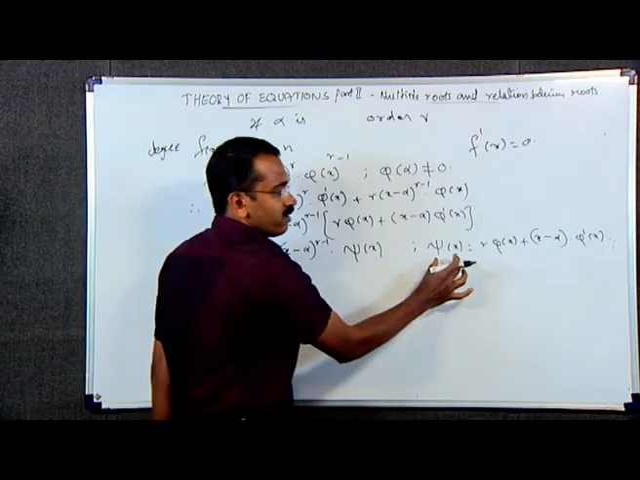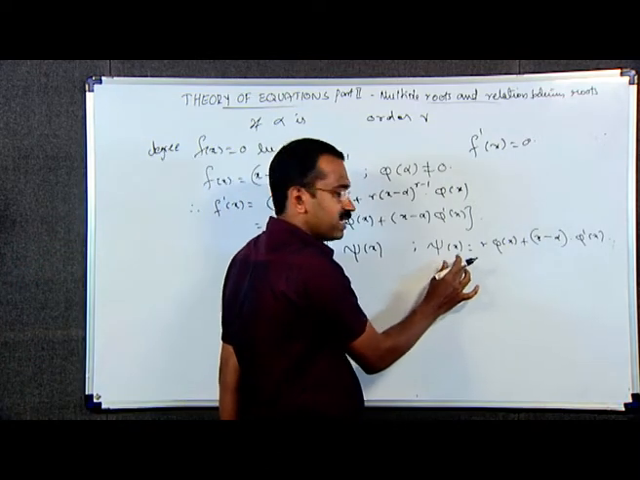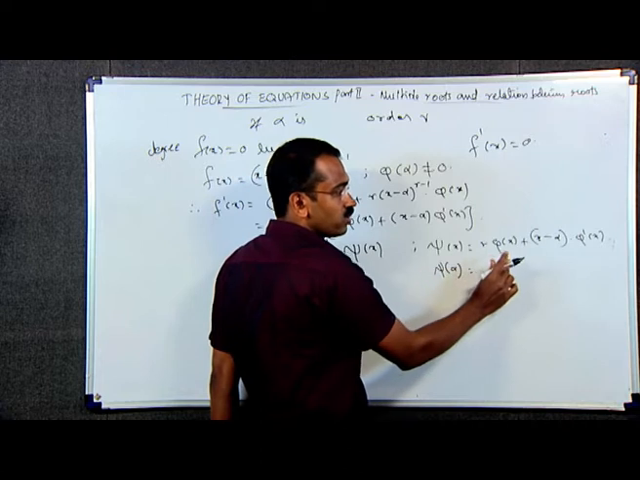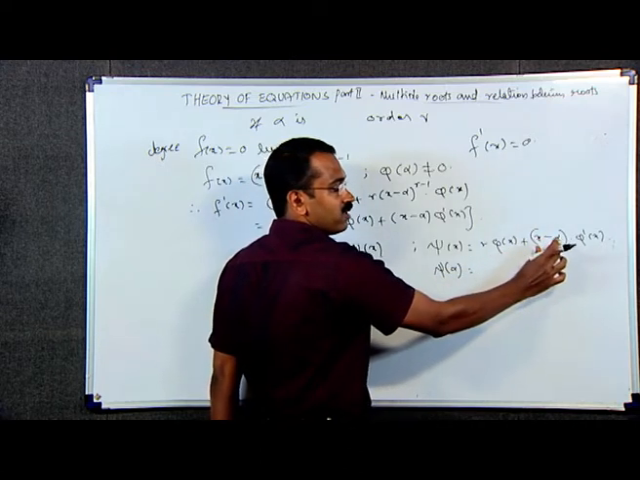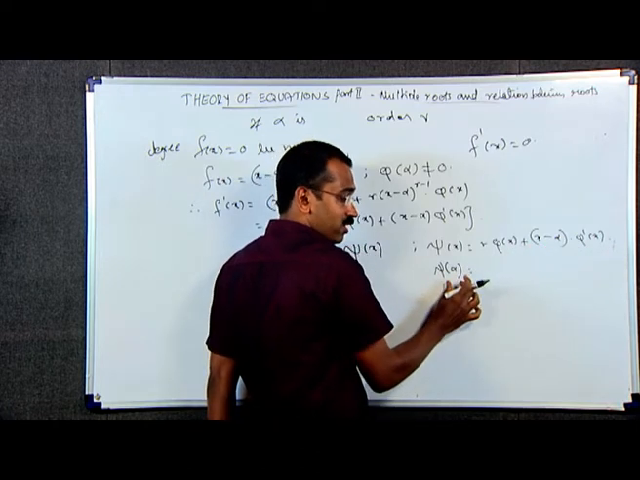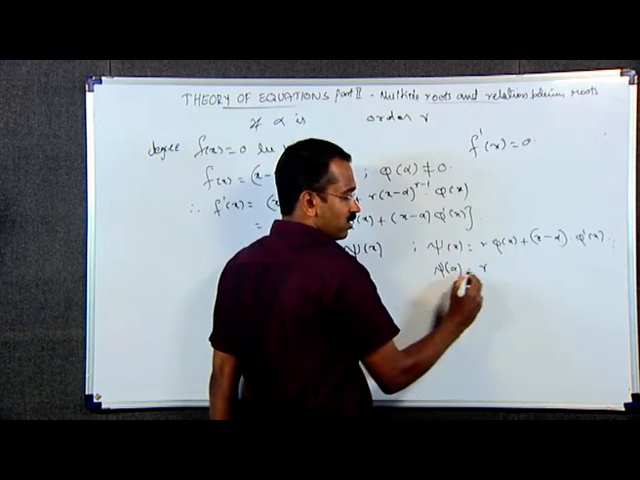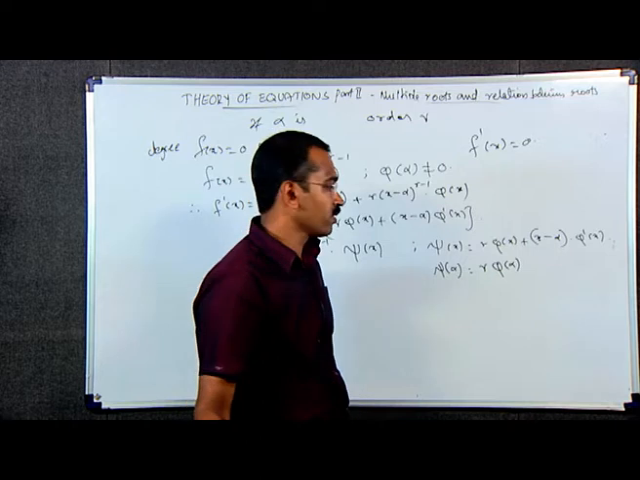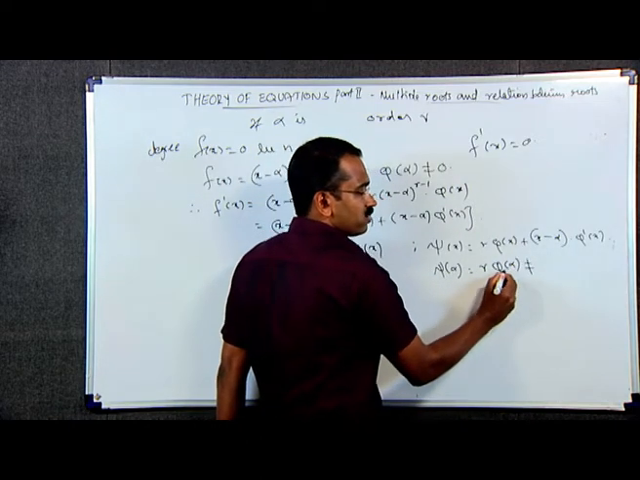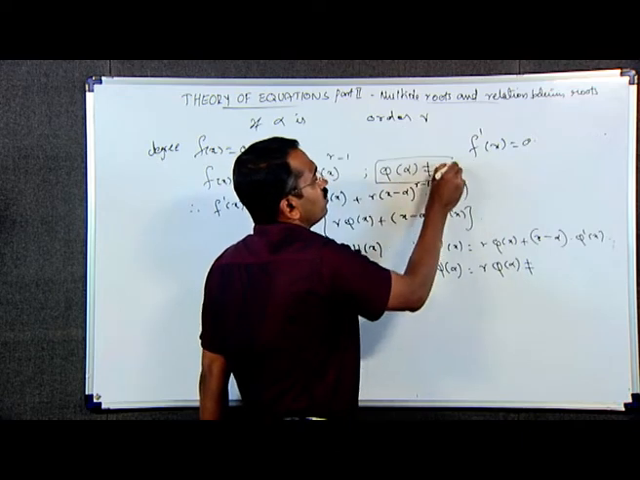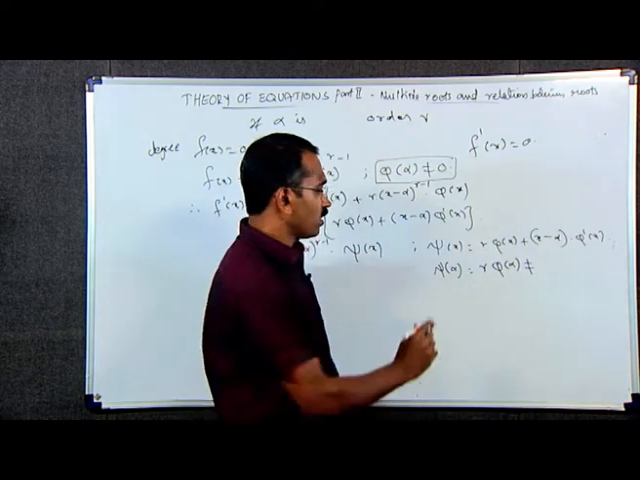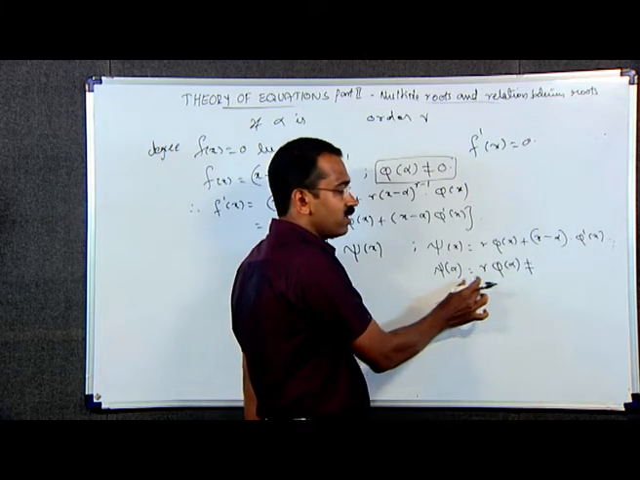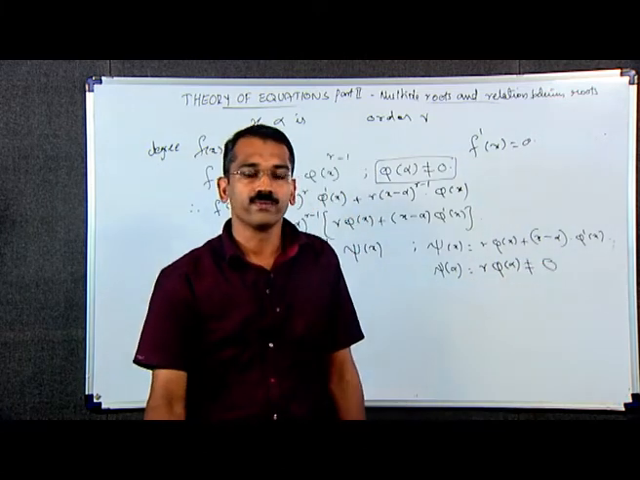Clearly, from this we can say that psi of alpha is not equal to 0, because for x is equal to alpha, the second term will become 0. Psi of alpha is equal to r into phi of alpha. This is not equal to 0, because phi of alpha is not equal to 0, which is our condition. Therefore, psi of alpha is not equal to 0.